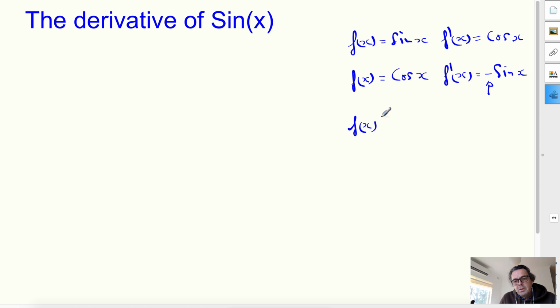Just to make things complete, if the function is the tangent of x, its derivative is 1 over the cosine squared of x. We're not going to look at that, but that's the derivative. In other words, that's the secant squared of x.